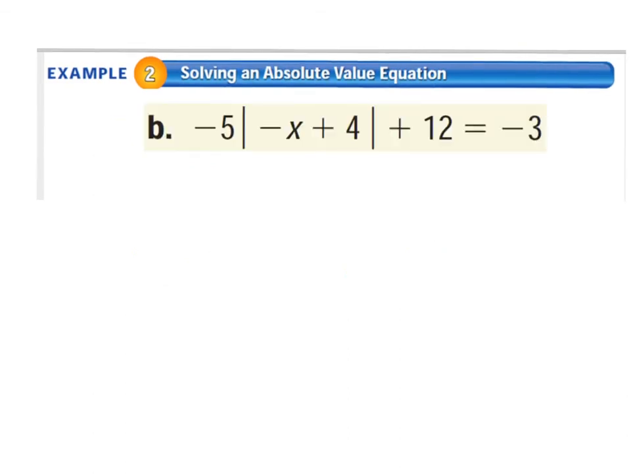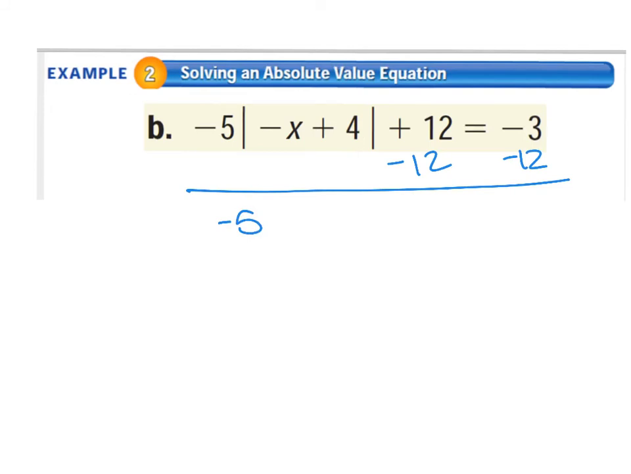Same thing with this problem. Do not jump to conclusions. We got things outside of the absolute value bars. Let's get this all erased. Okay. So let's get rid of everything that is outside first. We're going to subtract 12 from both sides.